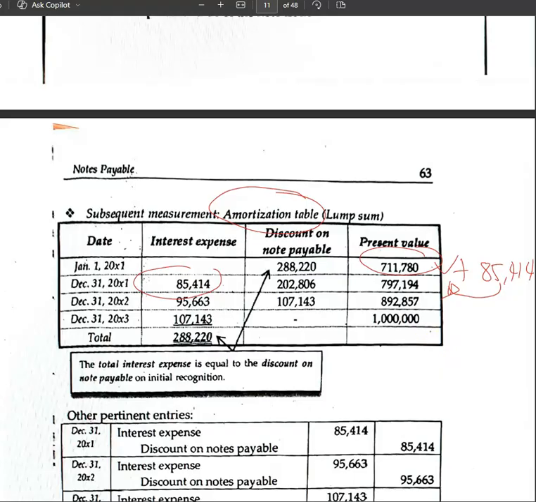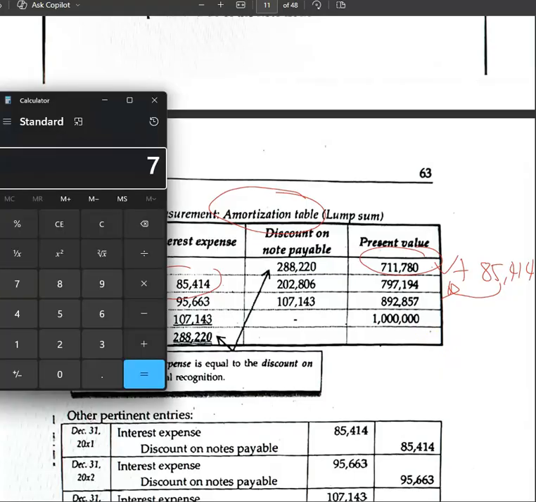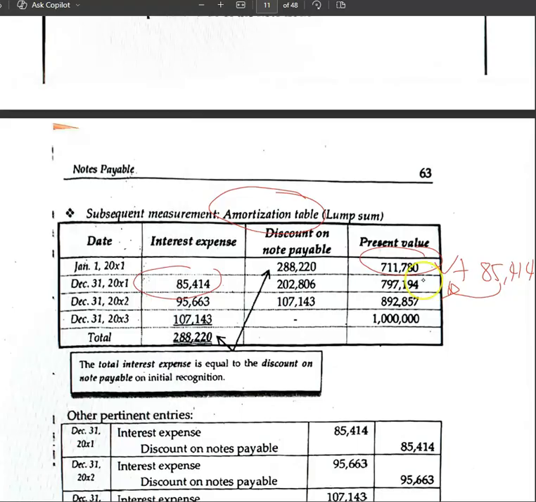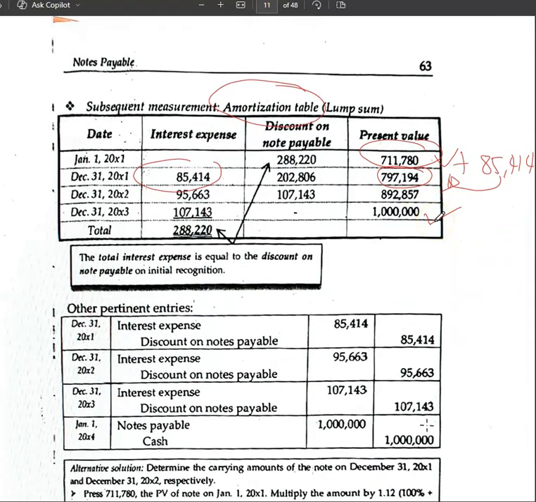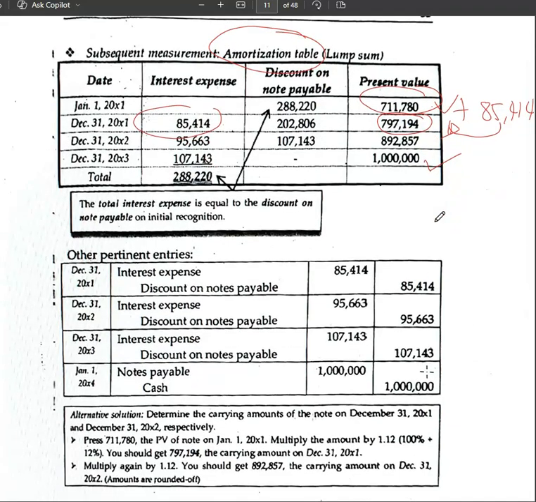Yon. So, try natin. 711,780 plus 85,414. Yon. 797,194. And do the same process on the next tier. Okay? So that's how it works until such time that you will get into the 1 million ending balance. Okay? Now, once that you completed your amortization table, again, you should know how to do that. Just follow what I did. Pwede ka nang mag-prepare ngayon ng mga journal entries, okay, subsequent to the initial measurement.